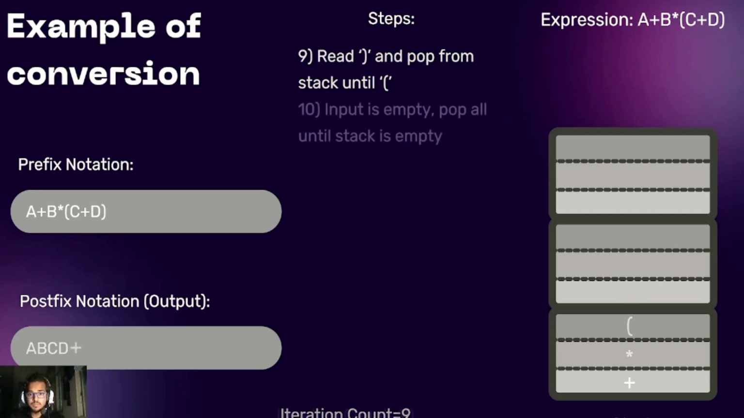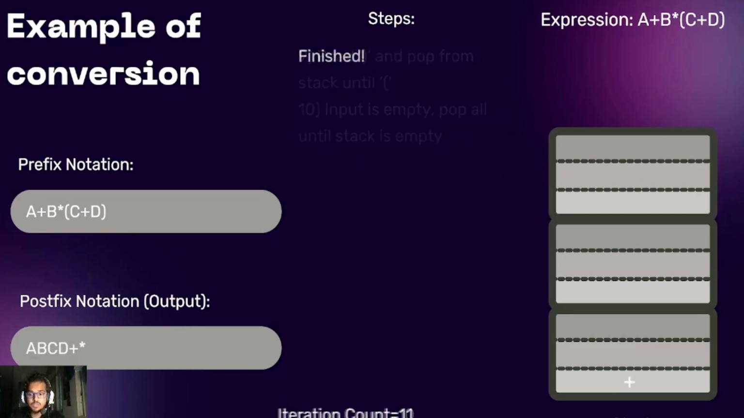Now the input is empty. We have to pop all the items until the stack is empty. We can see with a little animation that the multiplication symbol goes directly to the output from the stack. Next, we can also see the plus symbol. We pop all the operators, so the plus symbol moves to the output. So this is the final output: A, B, C, D, plus, multiplication, plus is the final postfix notation of A plus B into parenthesis C plus D.